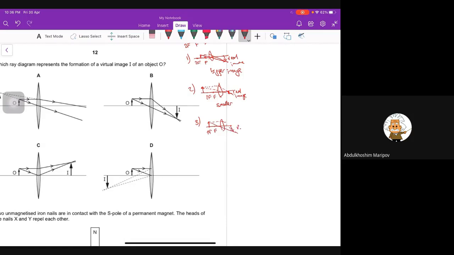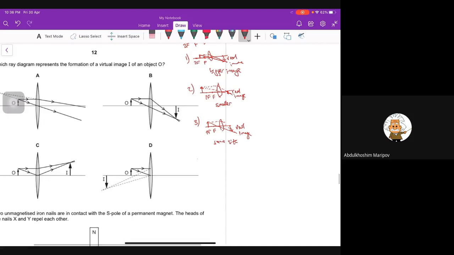Okay, this is also a real image, and it's the same size, of course inverted. Okay, these three are inverted. And the fourth one, guys, the fourth case would be when the object is between the lens and F.